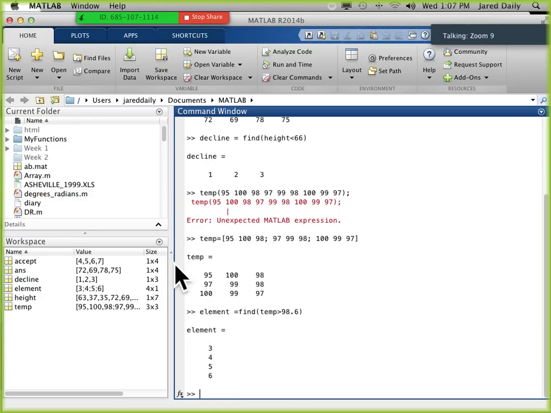So it's counting down, apparently. So this is 1, 2, 3, 100, then 4, 5, 6, and then all the rest are less than 98.6. So that's good to know. And it's kind of interesting that going the other way, it counted the ones that were not. But it didn't count all of them.